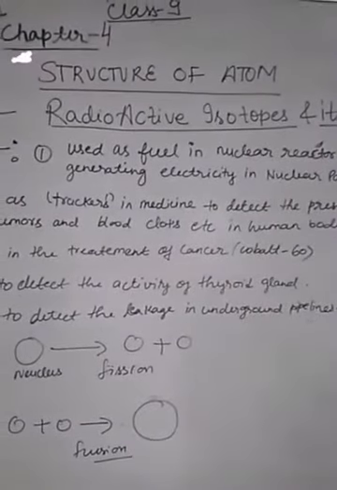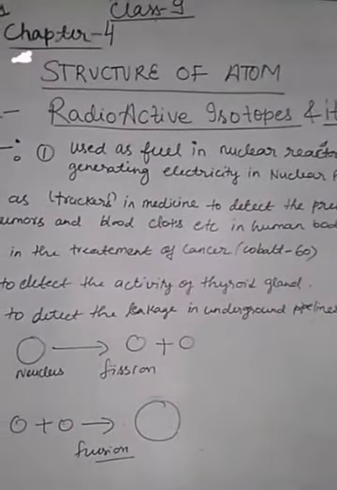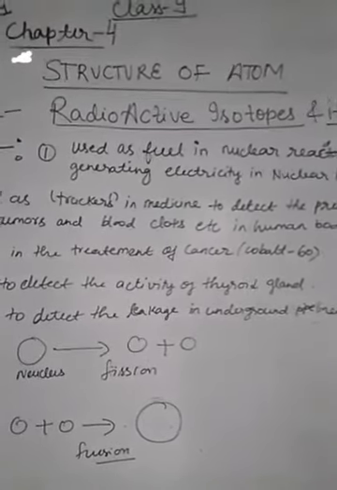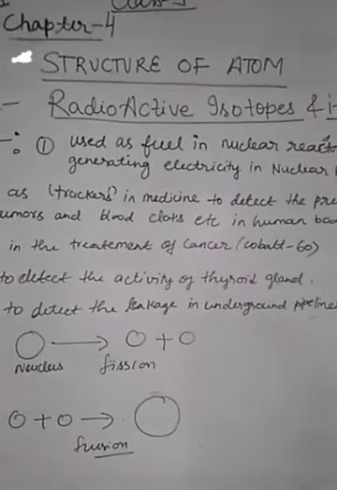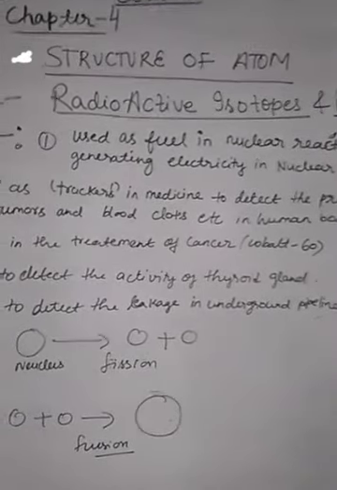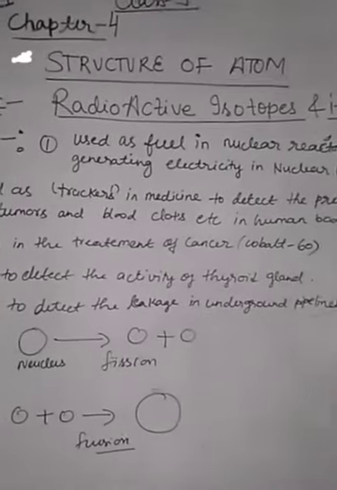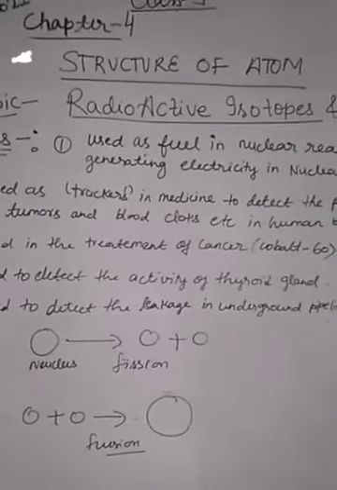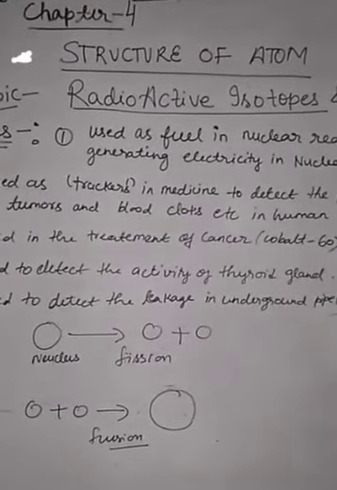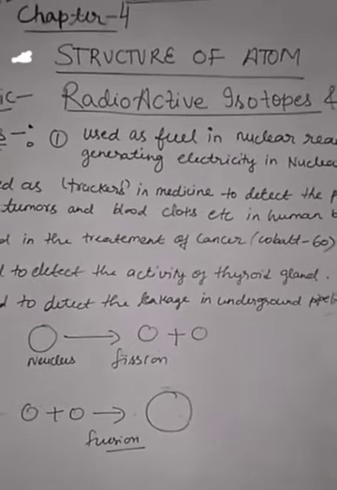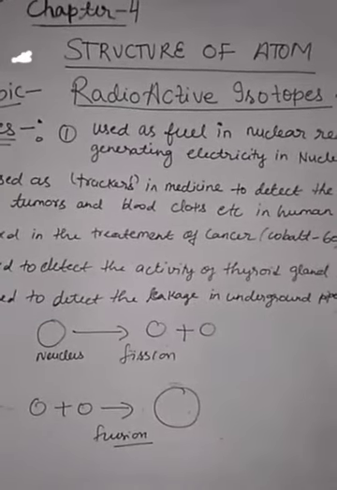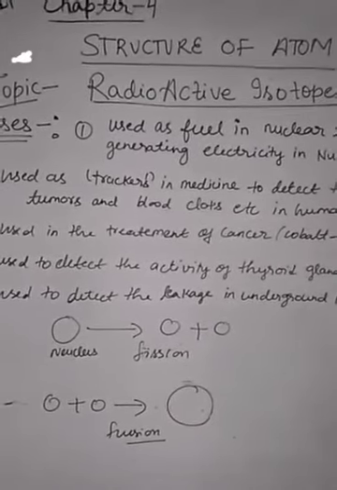So children, the radioactive isotopes such as uranium 235 and plutonium 239 are also used for making atom bombs, which are also called nuclear bombs. So this is the application of nuclear reactors in the field of generating electricity. Now let's know some of its medical applications.